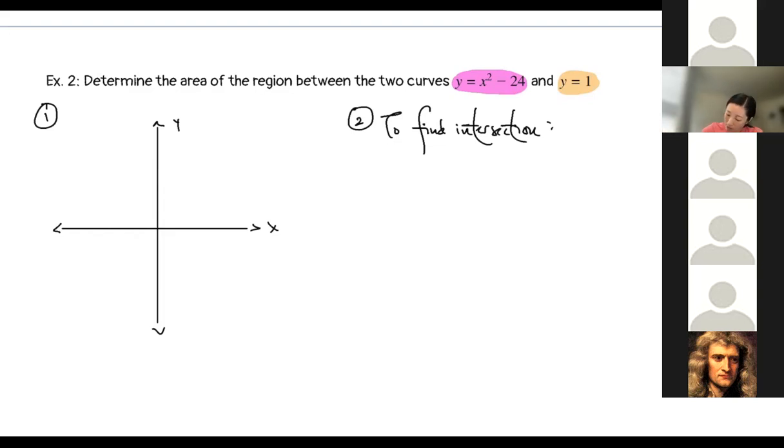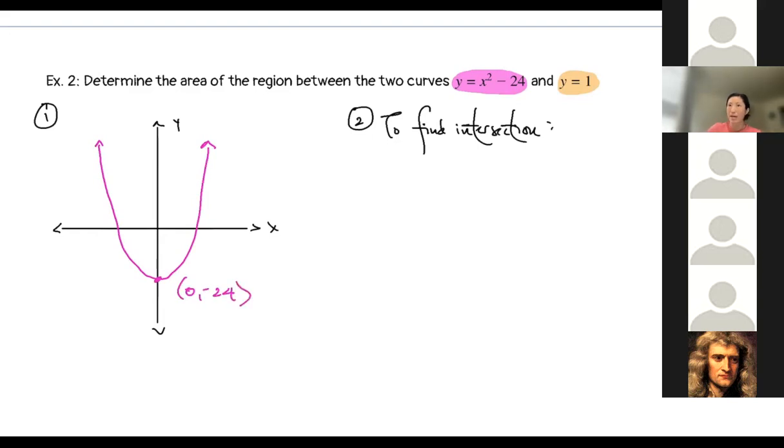Okay. So if we go ahead and sketch this, then we have a parabola like this, and we could mark this point here as 0, -24.